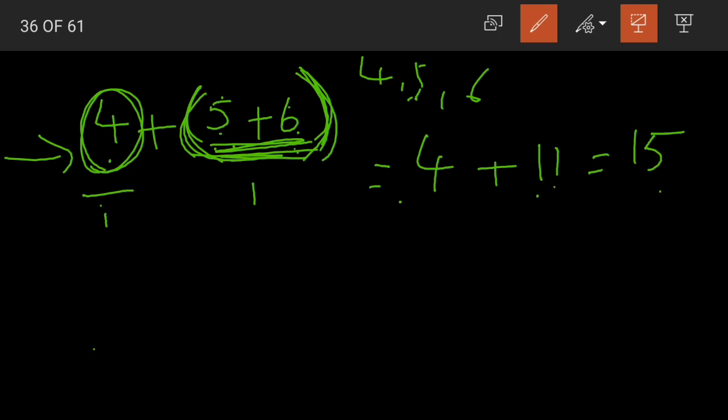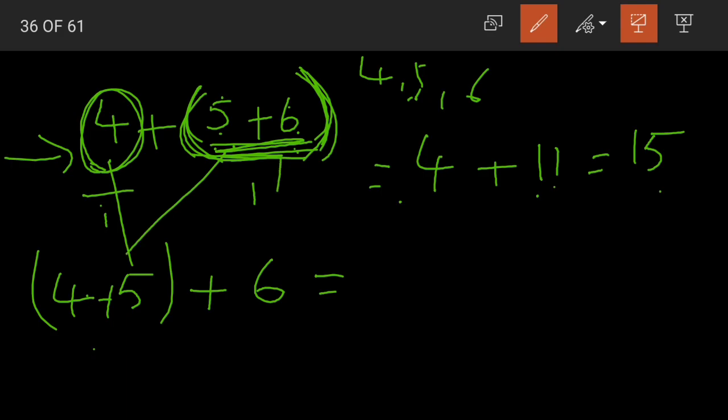Now this was one order of groups, wherein 4 was in the first group, and 5 and 6 were in the second group. Now what if I change the order? What if I place 4 and 5 in the first group and 6 in the second group? Understood? 4 and 5 in the first group, 6 in the second group. The groups are changed here, right? Previously we had only 4, but now we are having 4 plus 5. Previously we had 5 plus 6, but now we are having only 6.